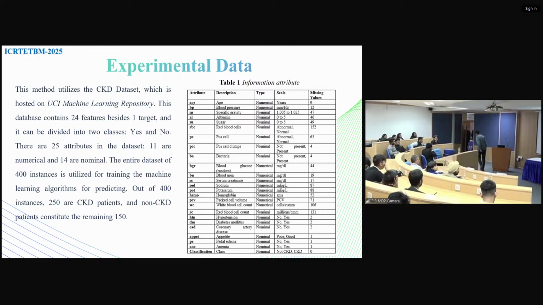Our experimental data is hosted on the UCI machine learning repository, which contains 24 features plus one target, and it can be divided into two classes, yes and no. There are 25 attributes in the dataset, 11 numerical and 14 nominal. You can see the dataset description in table number 1.